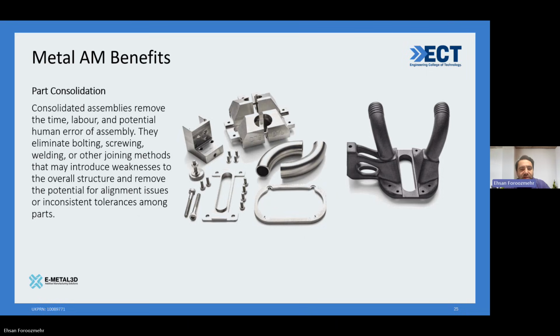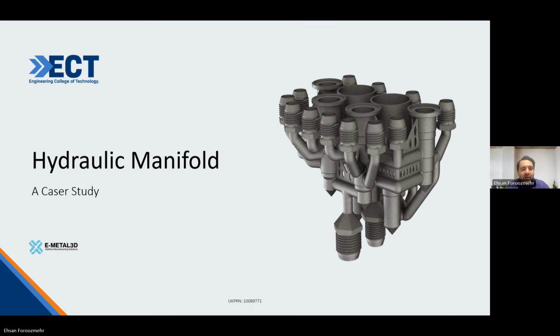Single part means much less tolerances, much less inspection, much less assembly time, and so on. So you just need to have post-processing maybe at some connecting points, and that's it. That is a huge reduction in production cost and time at the same time.